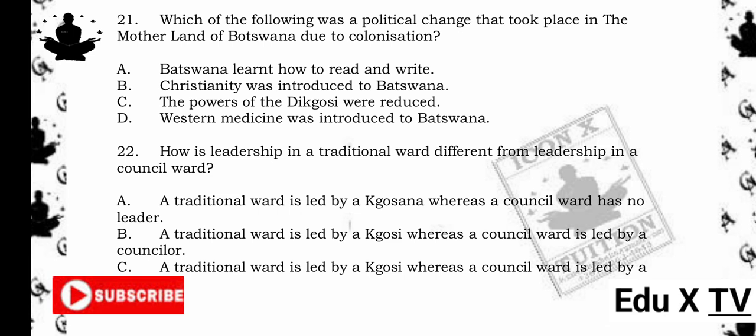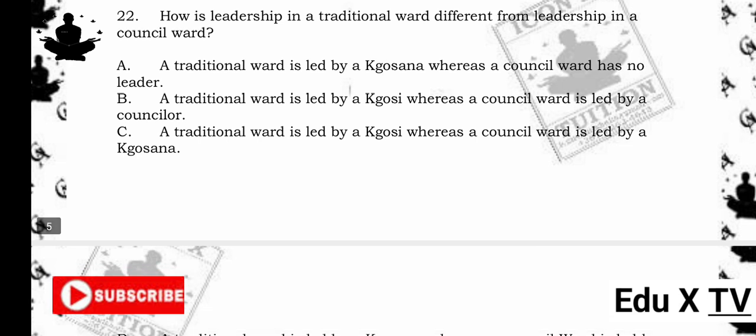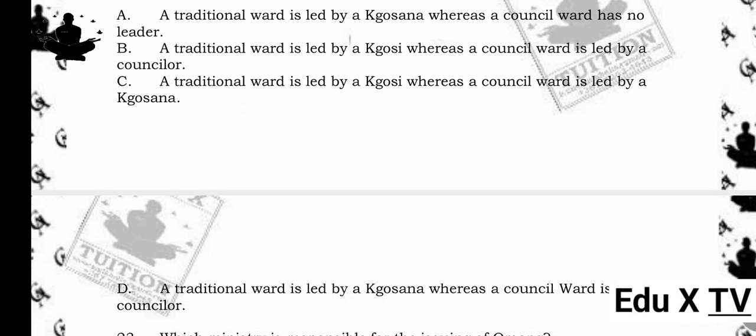Reason being, under colonial rule, Dikgosi (chiefs) lost much of their traditional political power to colonial administrators like the resident commissioner. 22. How is leadership in a traditional ward different from leadership in a council ward? A. A traditional ward is led by a Kgatla whereas a council ward has no leader. B. A traditional ward is led by a Kosi whereas a council ward is led by a councillor.